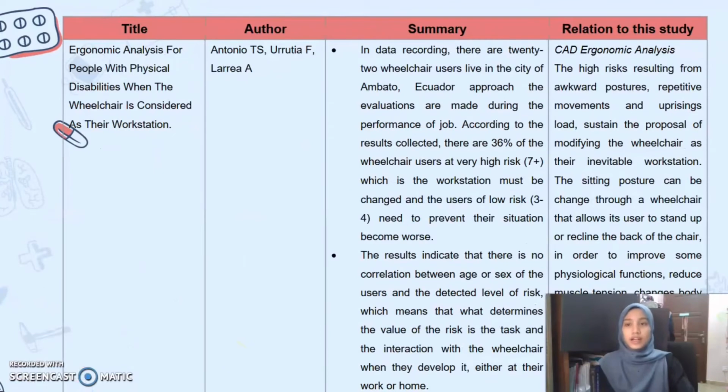Next, under the title Ergonomic Analysis for People with Disabilities when the wheelchair is considered as their workstation. In data recording, there are 22 wheelchair users living in the city. In this approach, the evaluations are made during the performance of their job. According to the results collected, 36% of the wheelchair users are at very high risk, which means the workstation must be changed, and the users at low risk need prevention before their workstation becomes worse.